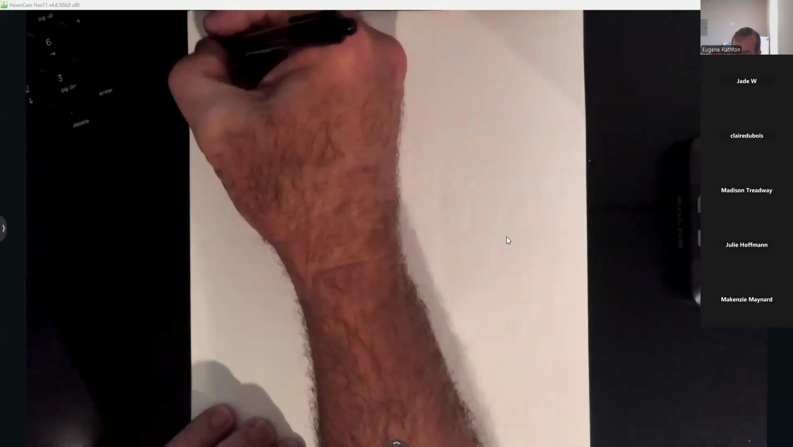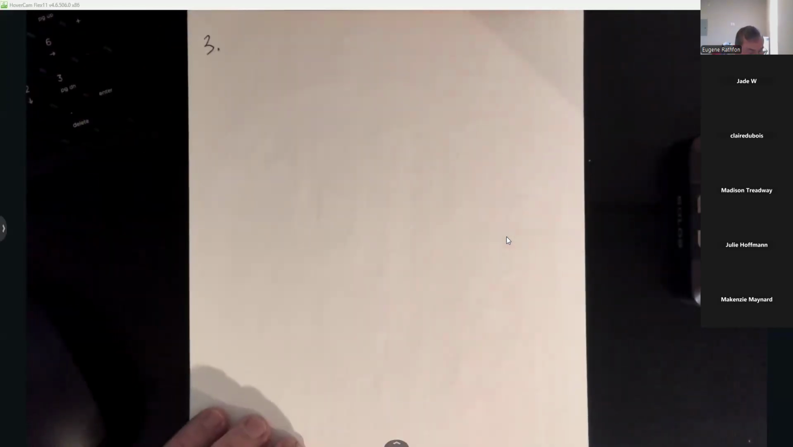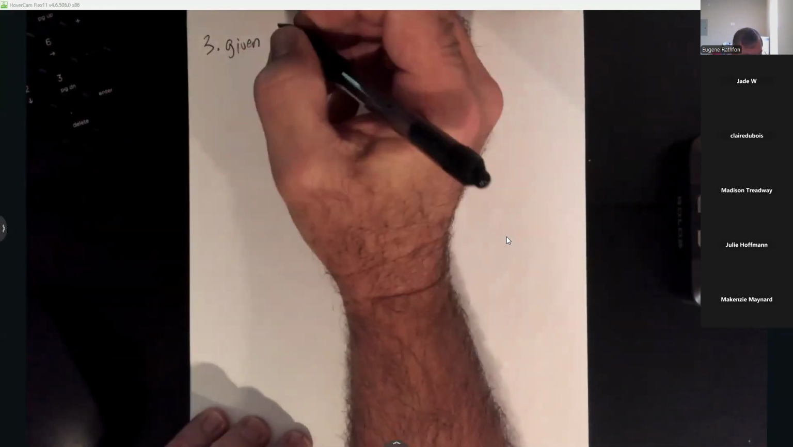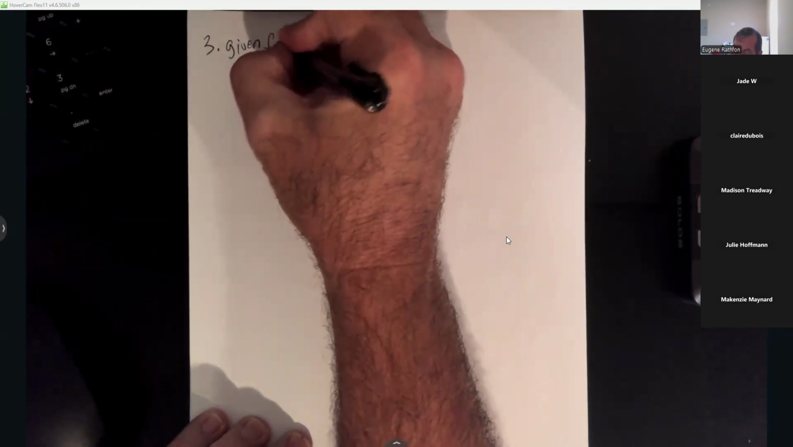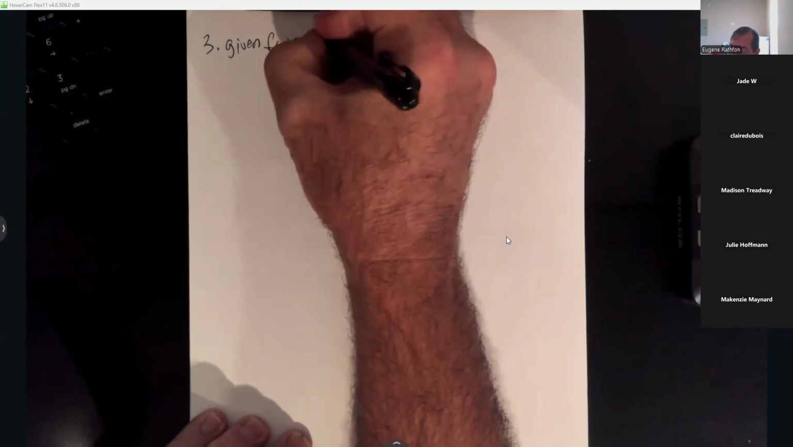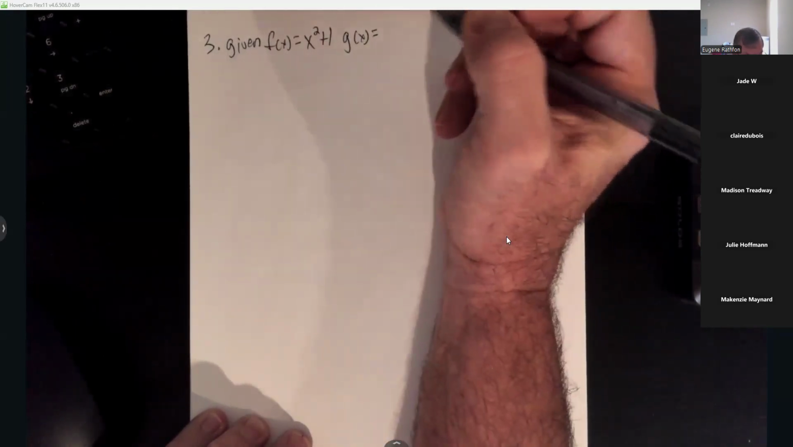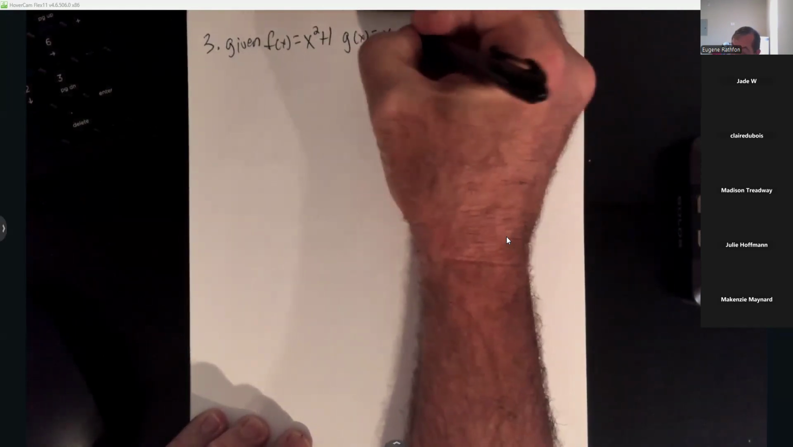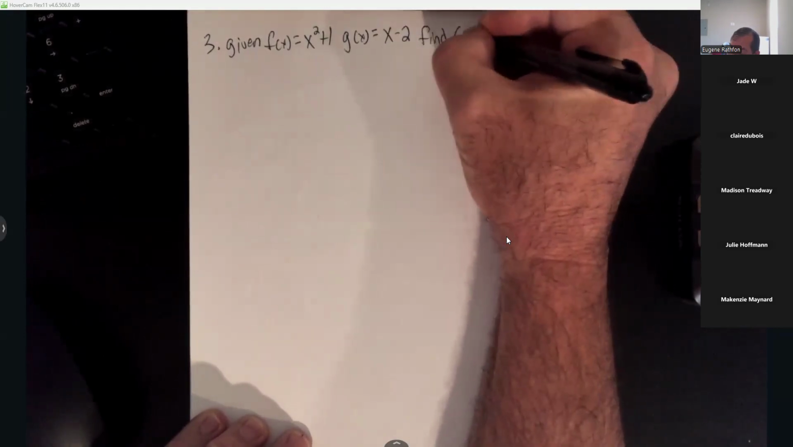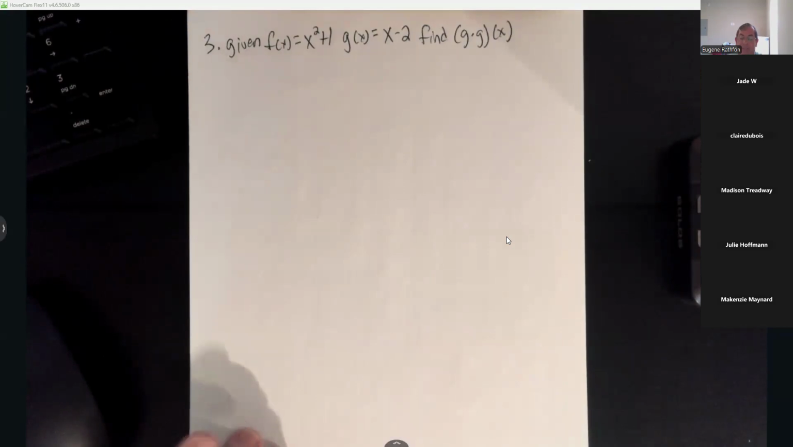All right, also for the third one here, let's see, they're giving us f of x equals x squared plus 1. g of x equals x minus 2. They want us to find g times g of x.